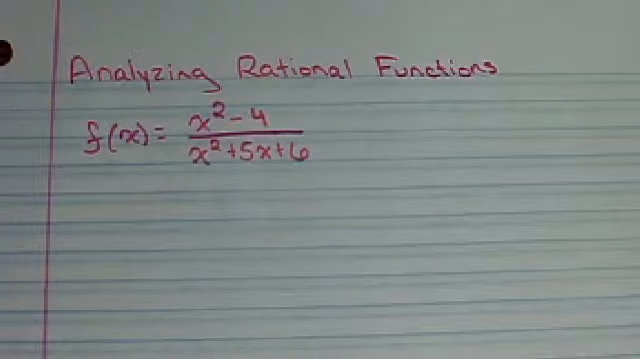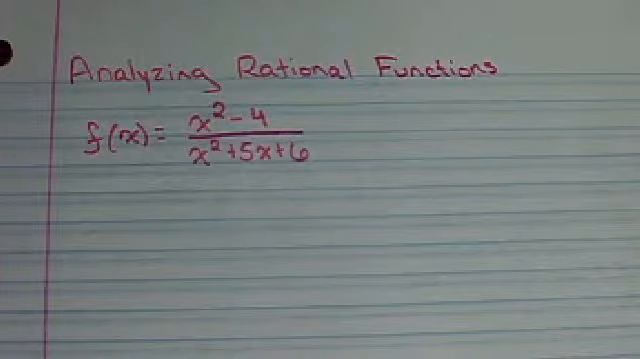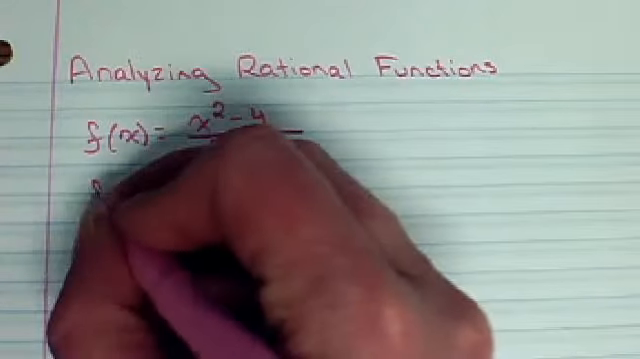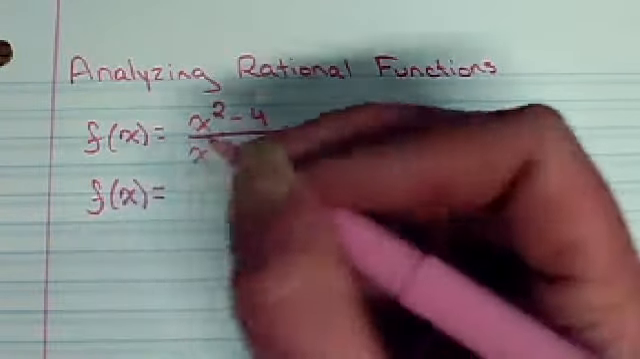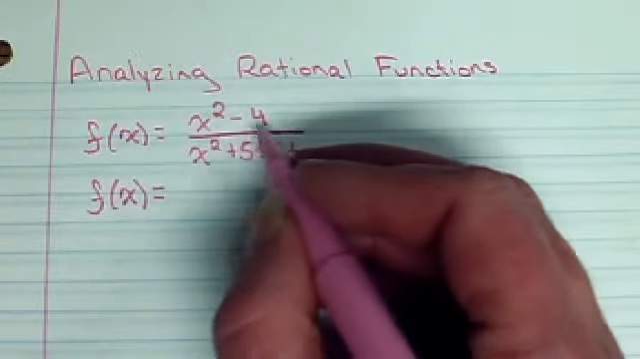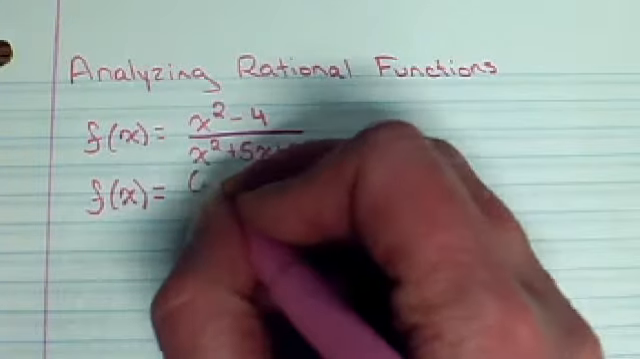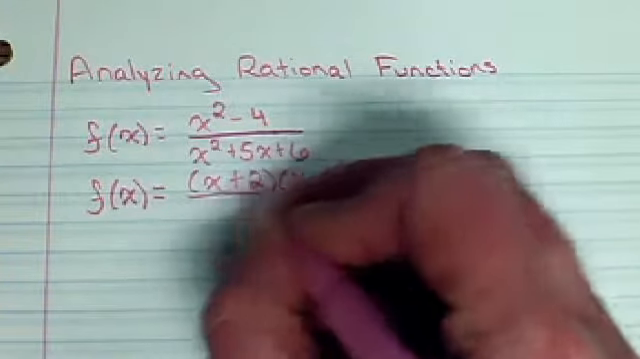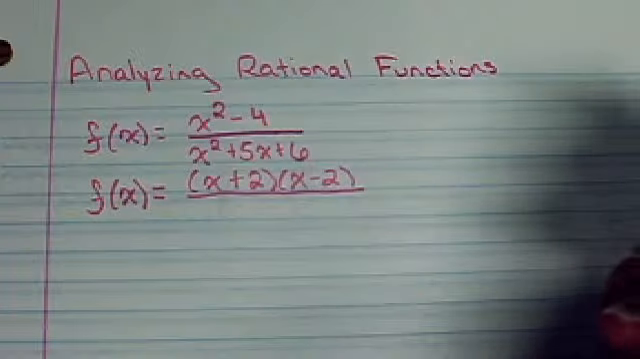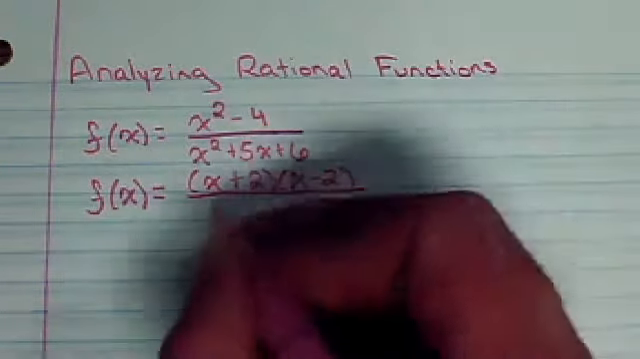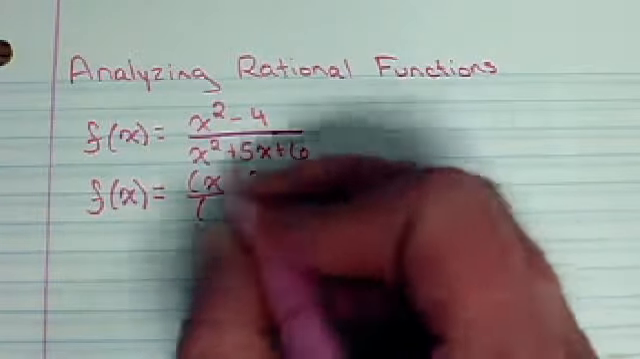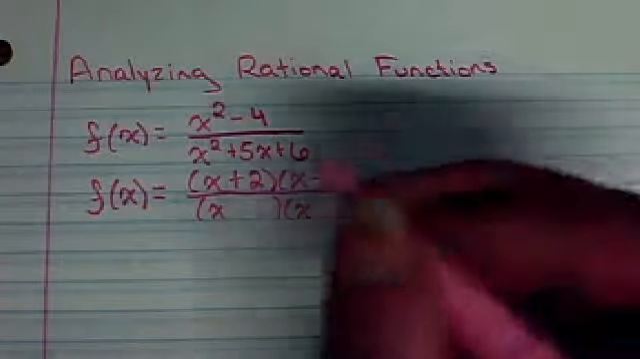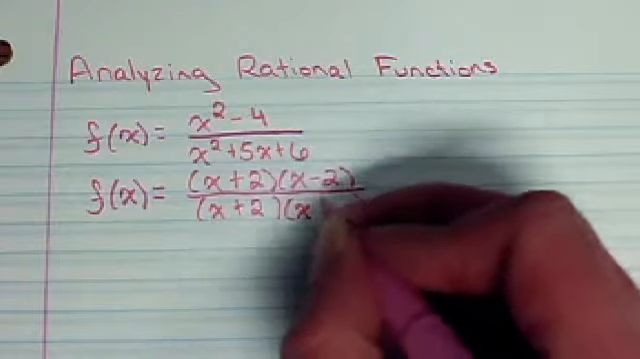Okay, so let's take this function here. The first thing I want to do is factor both the numerator and denominator. So the numerator is x squared minus 4. Well, that one's easy. That's x plus 2 and x minus 2. The denominator is x squared plus 5x plus 6. That's going to factor into x and x. What multiplies to be 6 but adds to be 5? That's going to be plus 2 and plus 3.